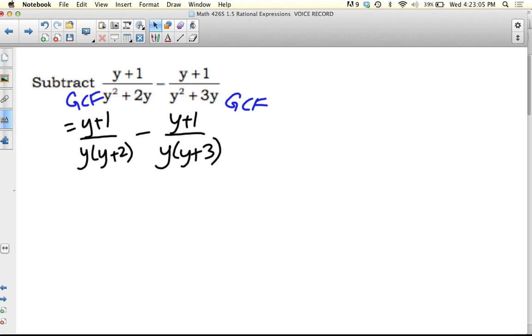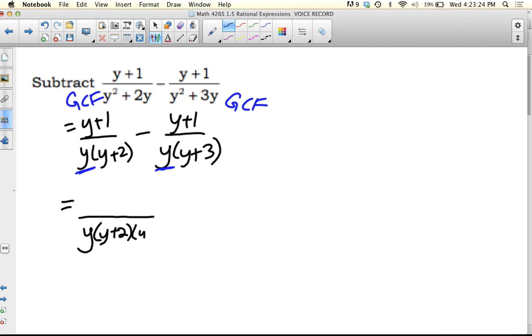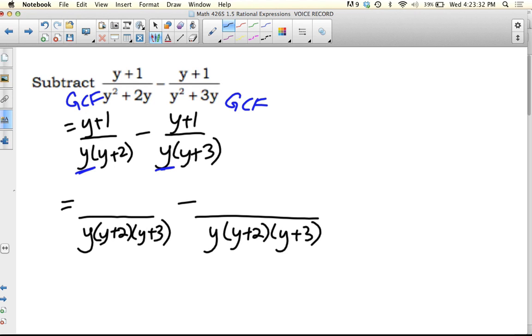All right. So now we're seeing we have a common factor in our denominators of y. Because we have a common factor there of y, for our lowest common denominator, we're going to put one of those y's and everything else. So y, (y plus 2), (y plus 3). That is our common denominator.